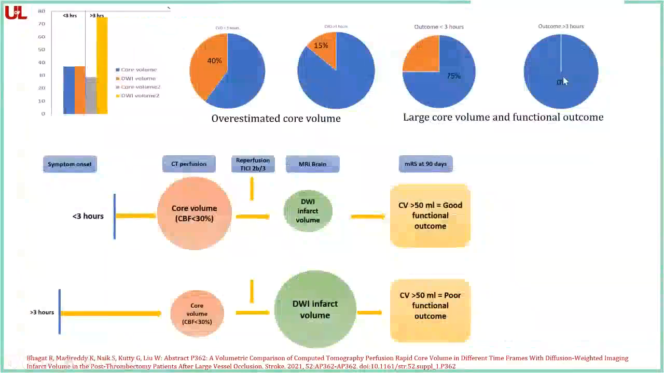Let's look at the visual impression of our study. As we can see in this chart, from symptom onset less than 3 hours, when we got the CTP, the core volume in 40% of the patients was overestimated. After the reperfusion, DWI infarct volume was smaller. So it was clearly overestimating the core volume in less than 3 hours. And the patients where the core volume was larger than 50 cc in the CTP with a favorable ASPECTS score had a good functional outcome. We can see over here 75% did have a very good functional outcome.